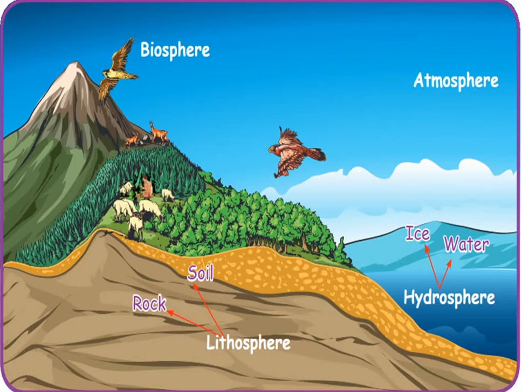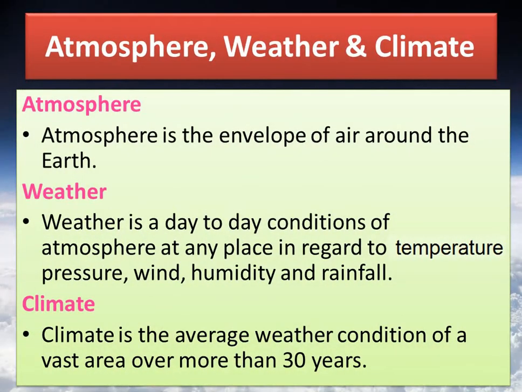Now, let us move on. Let us see what an atmosphere is. An atmosphere is the envelope of air around the Earth. What is atmosphere? It is the envelope of air around the Earth. Envelope also means a layer. You will be familiar with the envelope which we collect at the end of term exams in school.